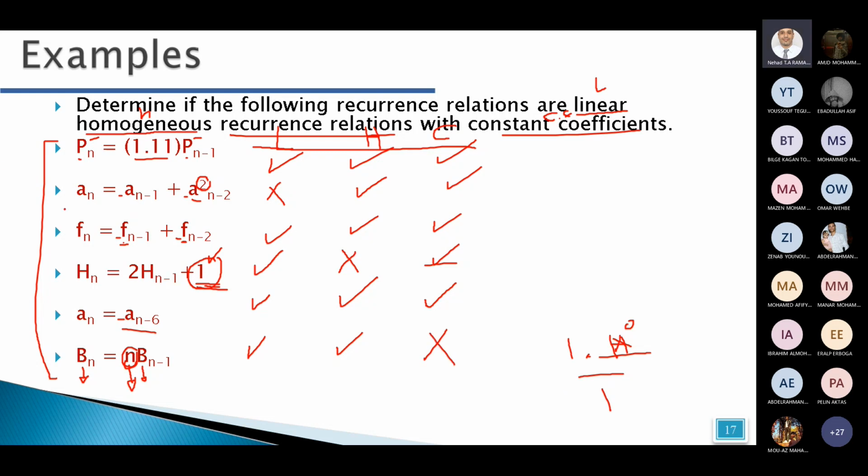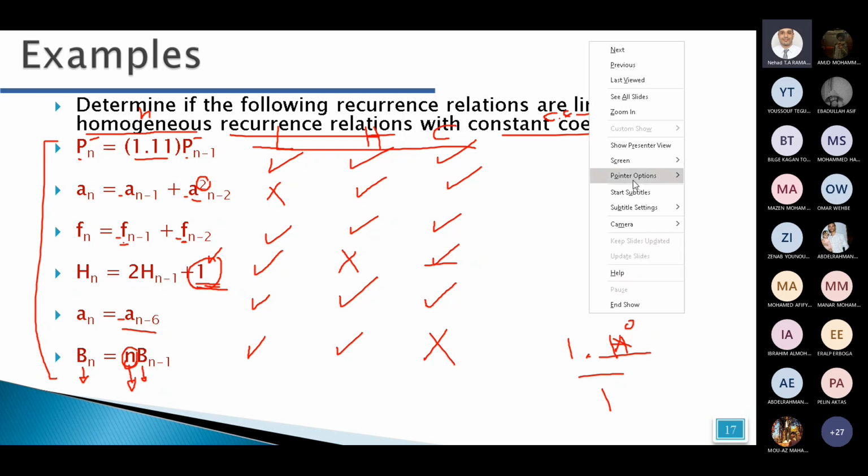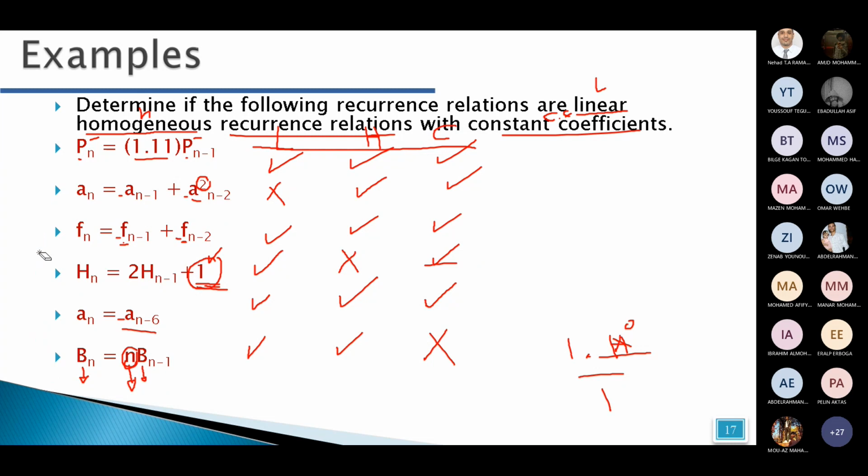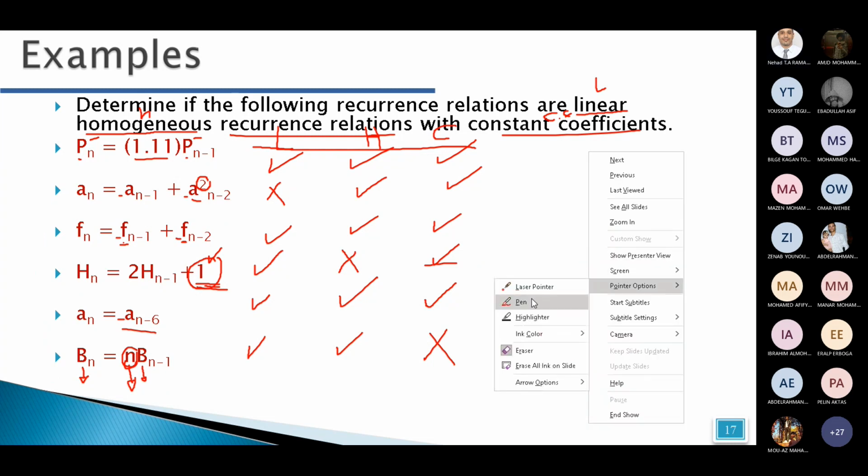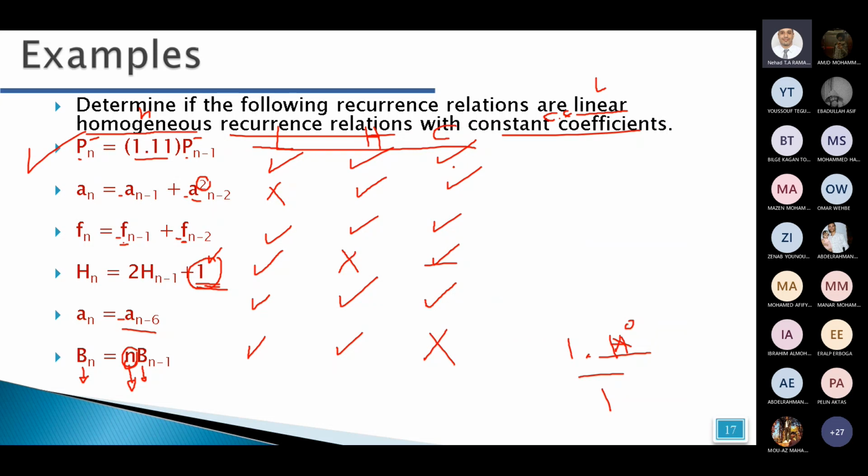So which one of them is a linear homogeneous recurrence relation? As you can see, this one is a linear homogeneous recurrence relation. This one is not. Why? Because it's not linear. We have power here, power 2. This one is a linear homogeneous recurrence relation with constant coefficient. This one is not homogeneous. This one is linear, homogeneous with constant coefficient. This one is with non-constant coefficient.